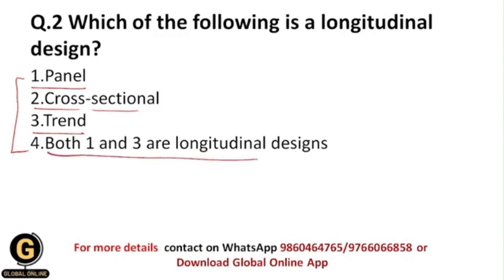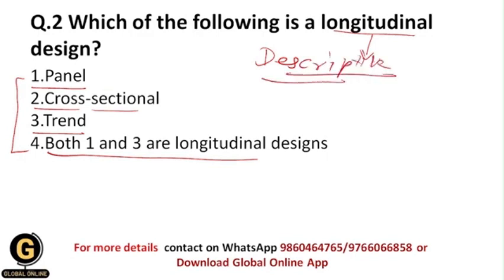So basically students, longitudinal design is a type of descriptive method, and descriptive method means we are going to provide the characteristics of a situation, event, or person, or group of people. Within the longitudinal design, we are going to study a single individual for a longer period of time. And that's why longitudinal design has 3 types of designs, and the first one is panel study.